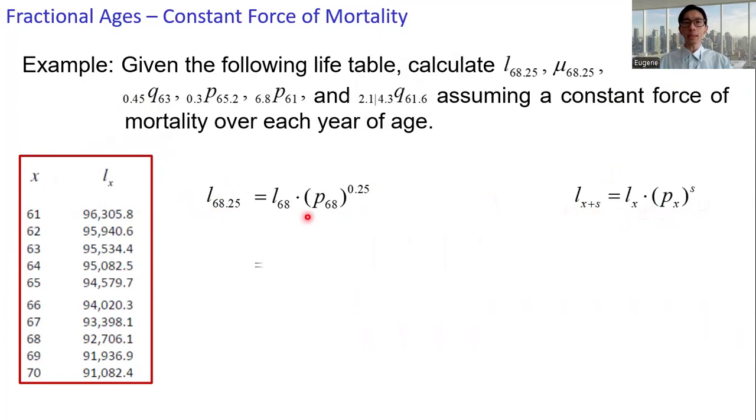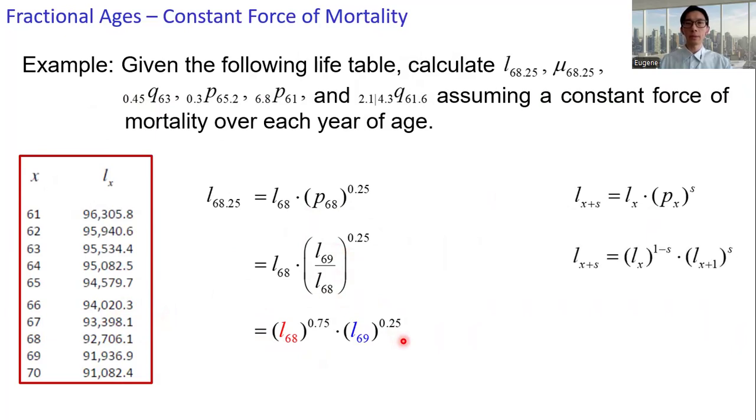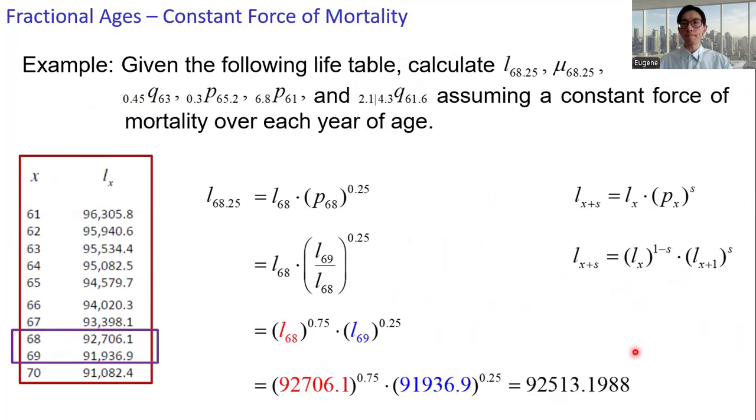To get p_68, this is l_69 over l_68, and we already get l_68 and l_69 from the table. And then we can already get the quantity, or if you want to do a simplification, we get this: l_68 raised to the power 0.75 times l_69 raised to the power 0.25. So we are using this expression, and upon substitution, we get the answer.